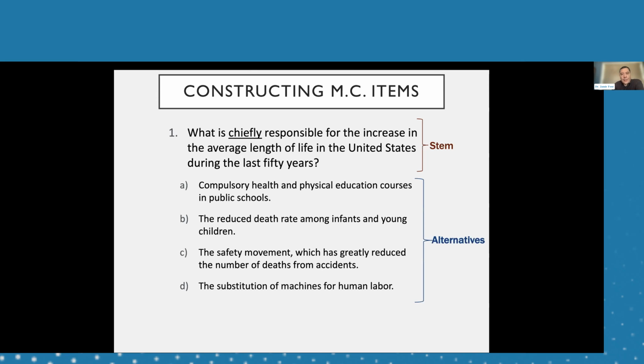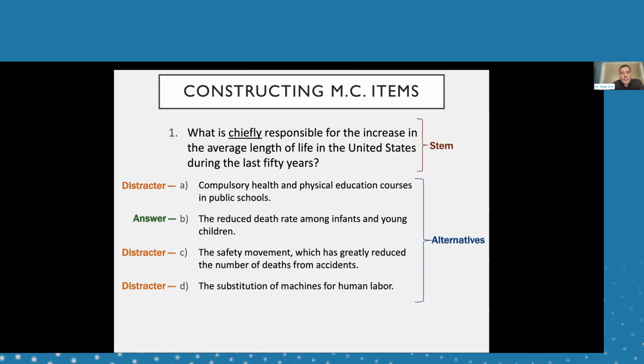Then we have alternatives. And here I have 4 alternatives. One is the correct answer, and in this case, this is selection B. What's chiefly responsible for life expectancy increase in the last 50 years? It's reduction of death rate among infants and young children. And then there are 3 distractor items, or choices, with this question.